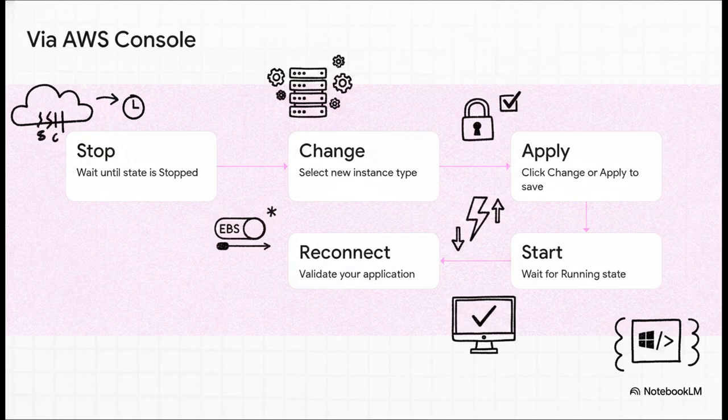Oh, and you might see an optional toggle to make it EBS optimized. Definitely flip that on if the new type supports it. Click Change to apply, head back to Instance State, and hit Start Instance. Once it's up and running, reconnect and validate your app.